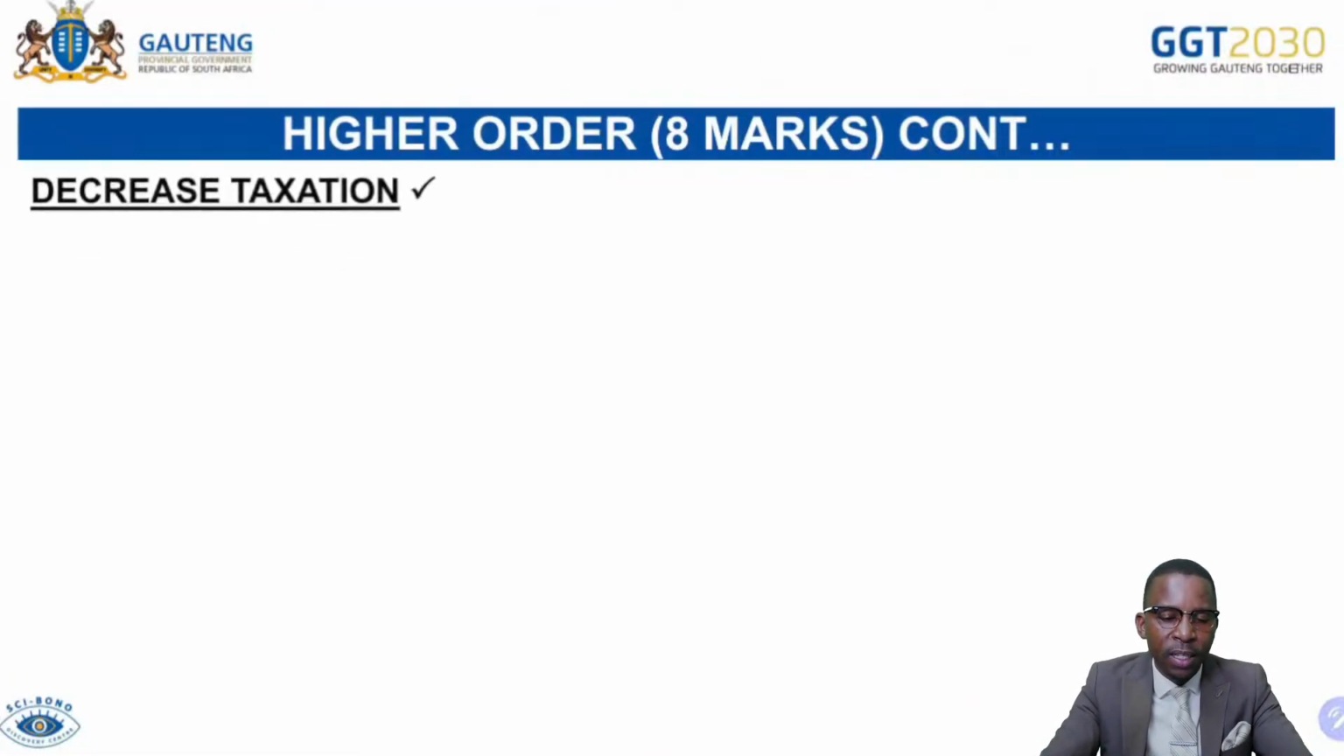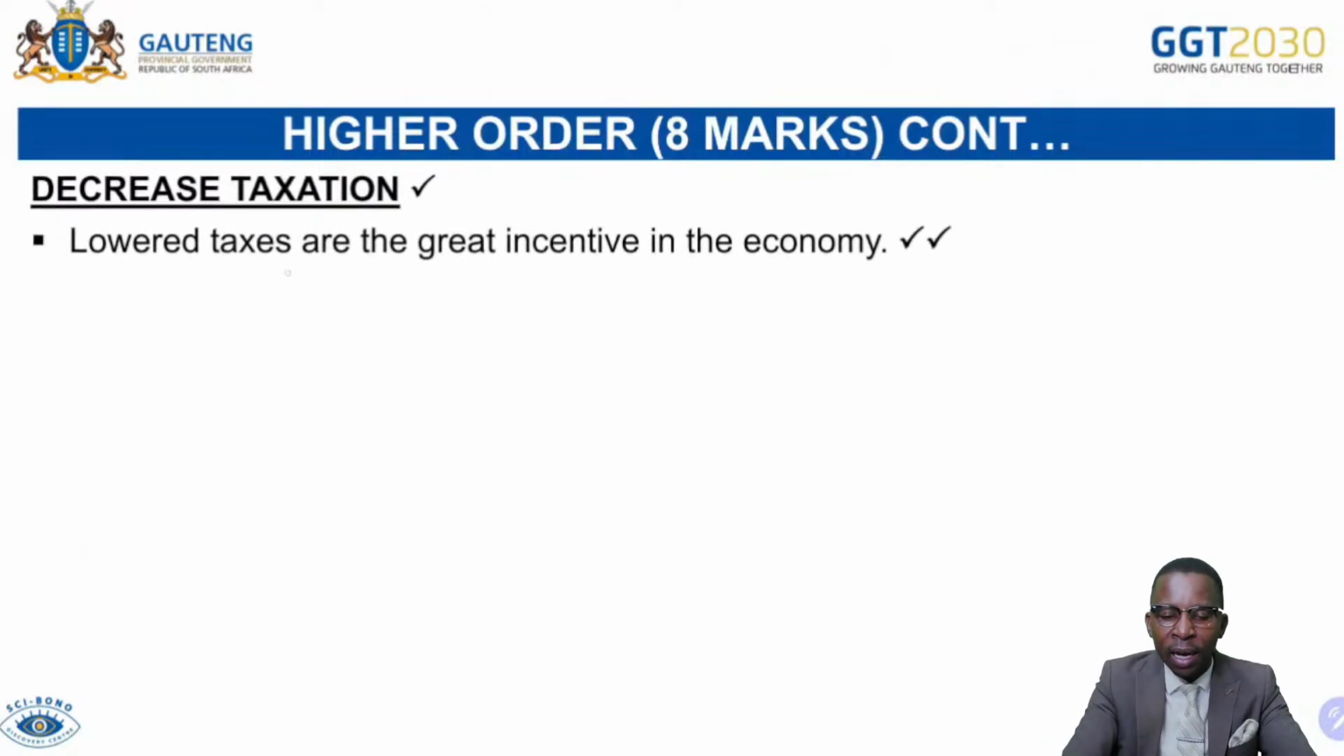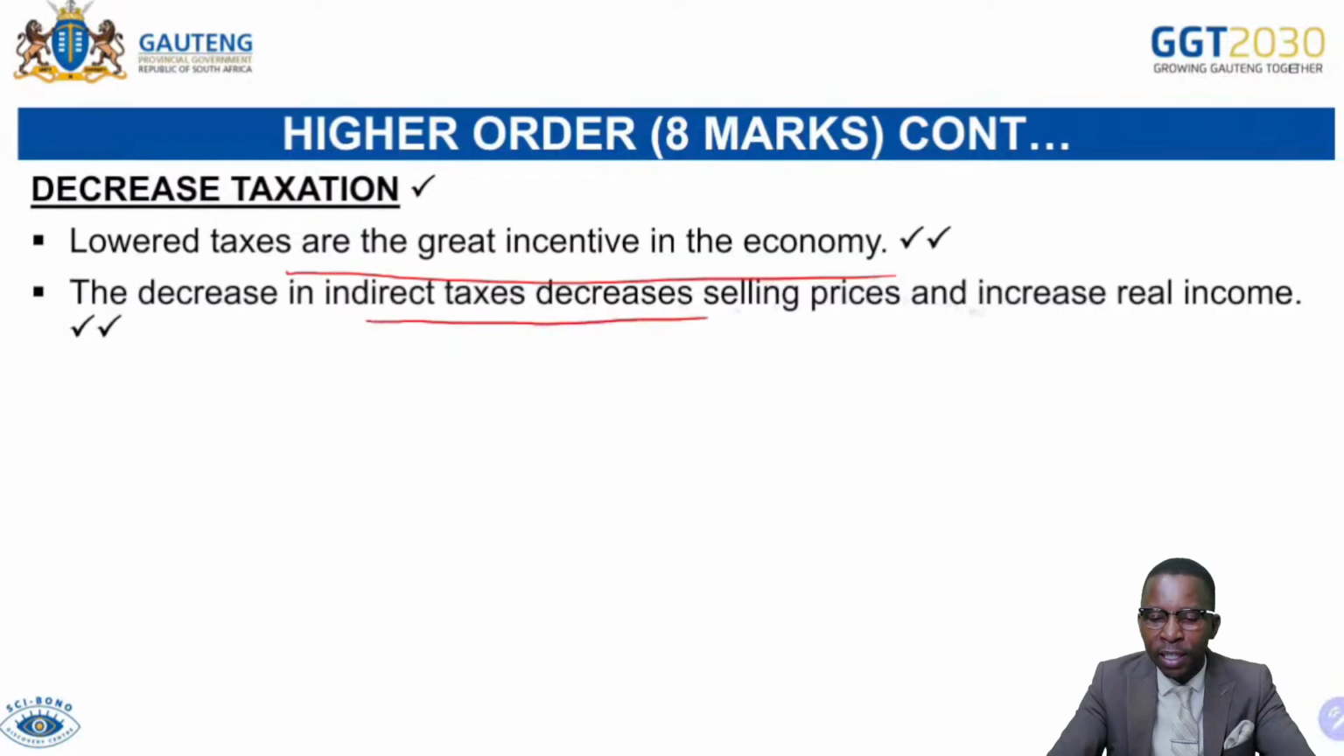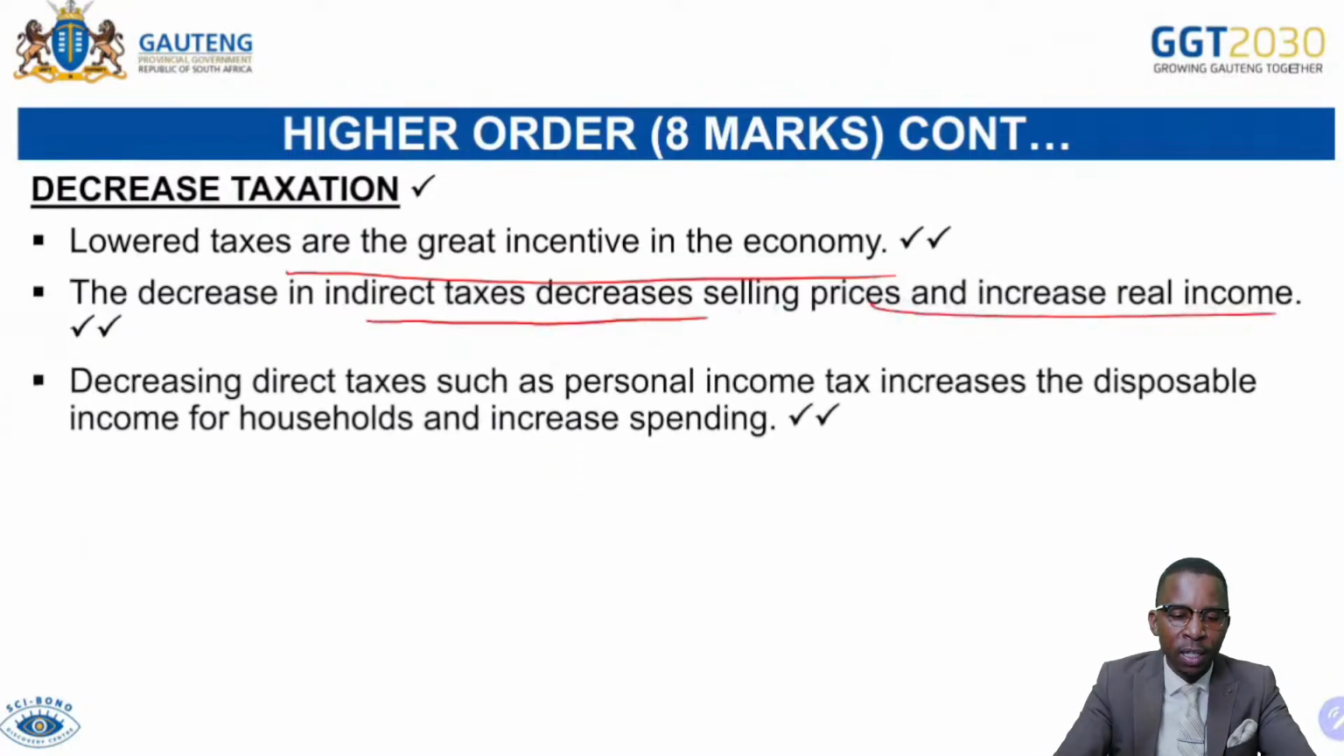Continuously, the state can lower taxation in both direct and indirect taxes. So lower taxes are a great incentive into the economy. The decrease in indirect taxes decreases selling prices and increases the real income. Also, there will be more demand for goods and services.